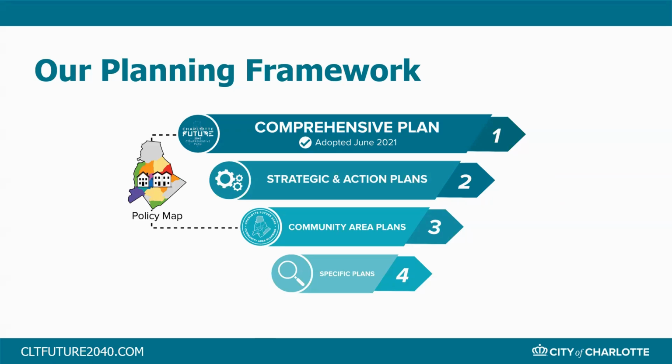Now, Level 3 is Community Area Plans, which is what we're here to discuss today. Community area plans provide more guidance for the appropriate land uses, building form, and infrastructure needed throughout the plan geography. Level 4, specific plans, focuses on smaller geographies and provides more guidance for the implementation of specific projects. Now, it's important to note that levels 2 through 4 all build upon the vision and goals outlined in the comprehensive plan.